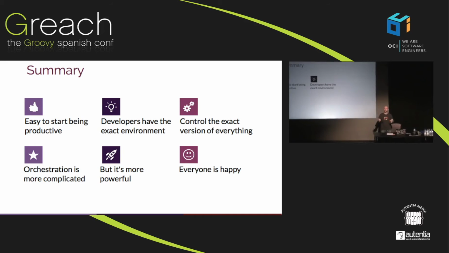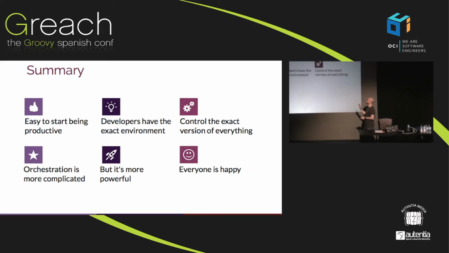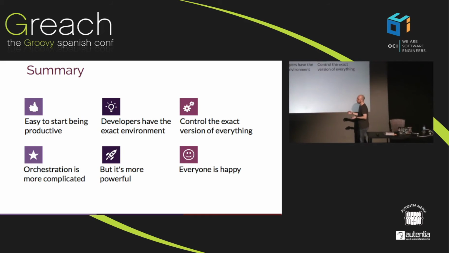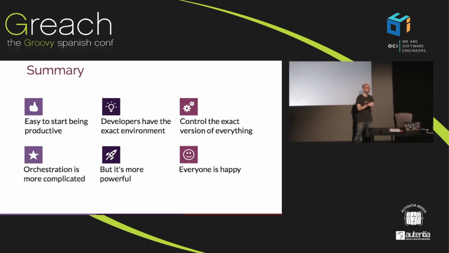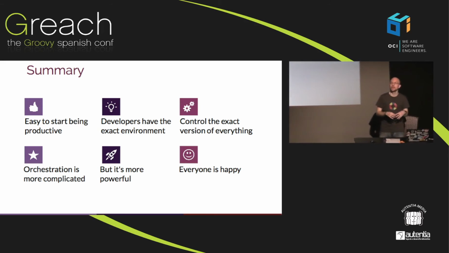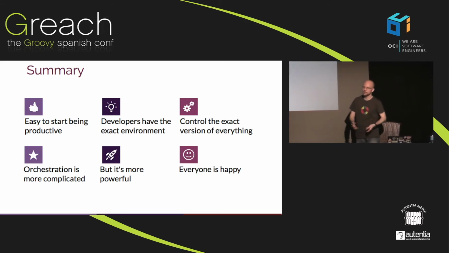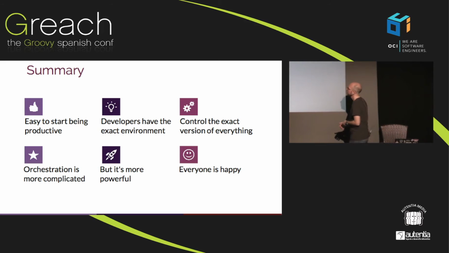The developers, all the development team, now have the exact same environment, and we can control exactly the version of everything. So if we want to switch to Postgres 9.5 tomorrow, we are going to do it because we want to, not because my buddy is updating the distribution and it's broken and everything is falling apart.